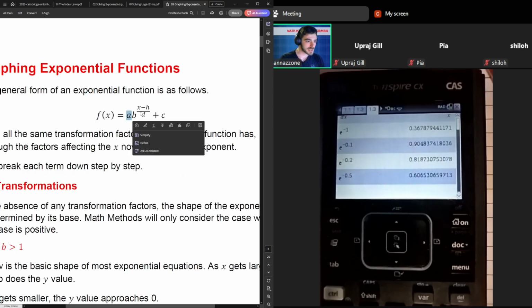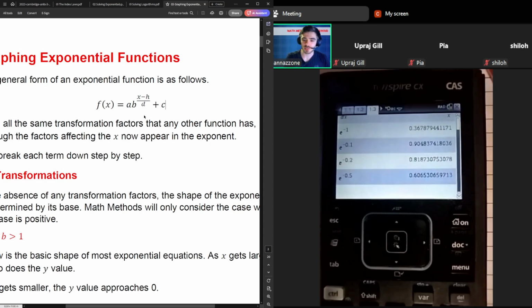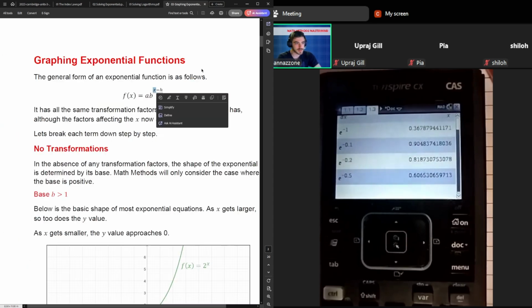You've got dilation factors A and D. You've got translation factors H and C. And one thing that's not quite present there are the reflection terms. A negative out here would be a reflection in the x. A negative on this x would be a reflection in the y. But we'll see that.